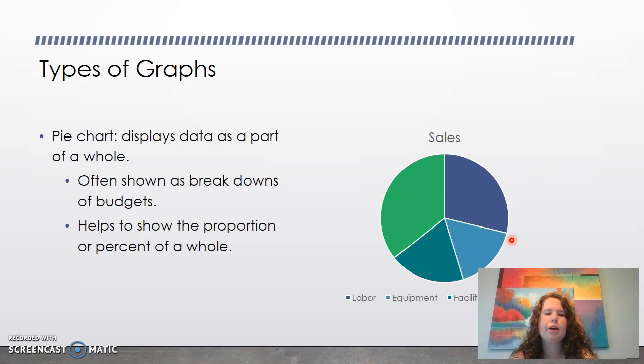A pie chart helps us display things as part of a whole. So it's great at looking at things in proportion to the whole. So if we look at this one here, where it's the equipment portion of the graph for the cost of this company, we can see it's a small portion of their total cost. It's also used to show breakdowns of budget.